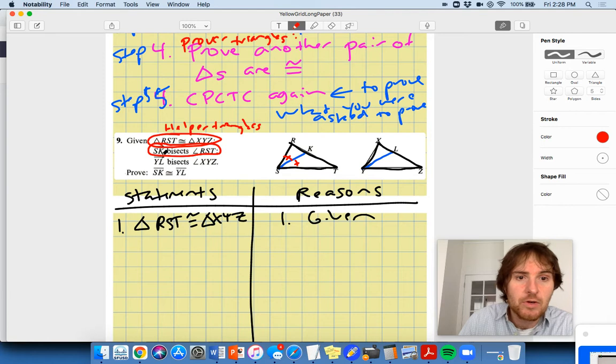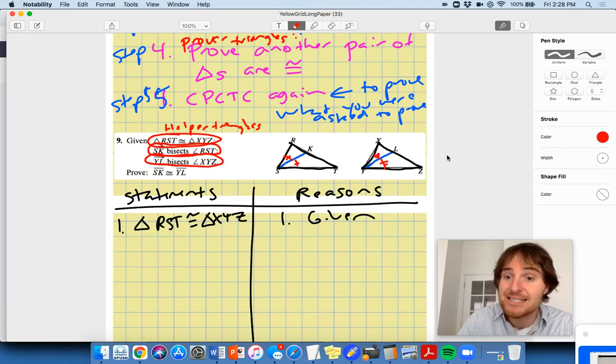Then we're going to know that ray YL bisects angle XYZ. Here's angle XYZ, so we're going to know that that is congruent to that, okay? So we know that's congruent to that. So then we have that. So now we're kind of thinking, how can I prove this? How can I prove that SK and YL are congruent to one another?